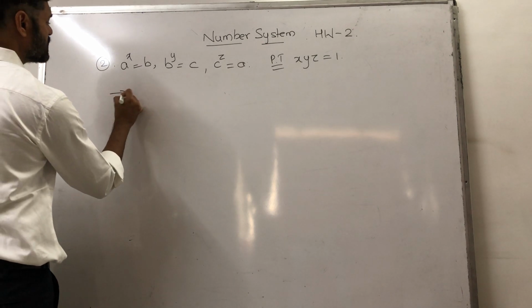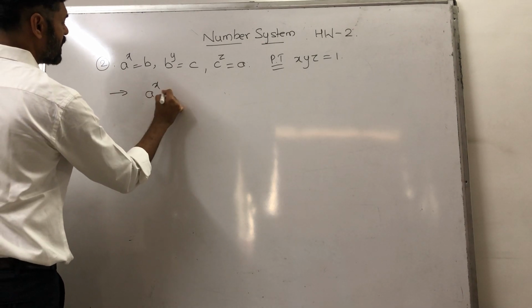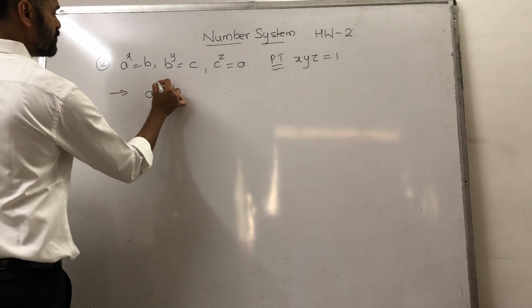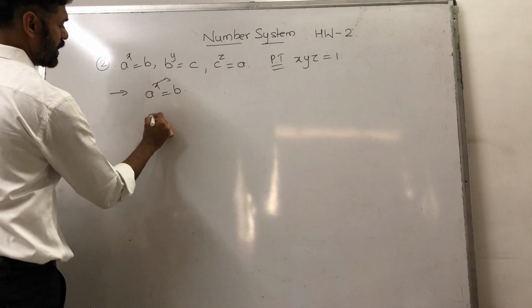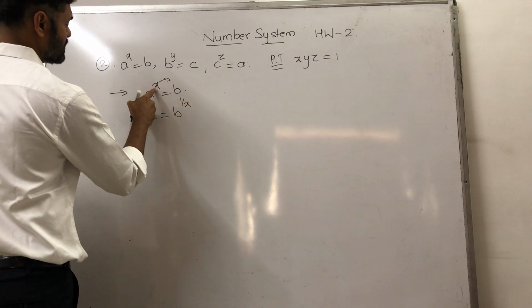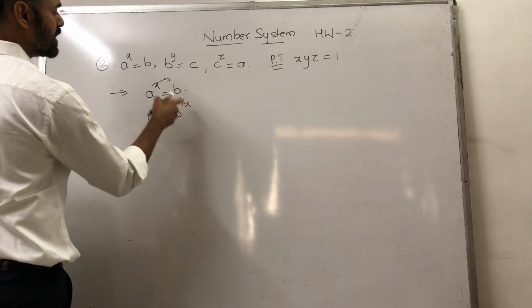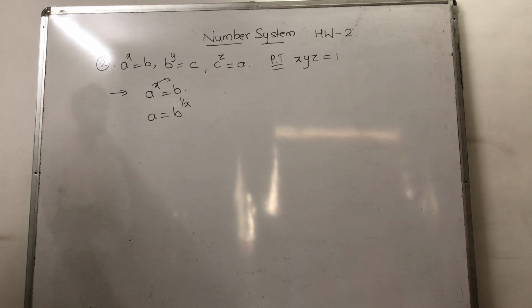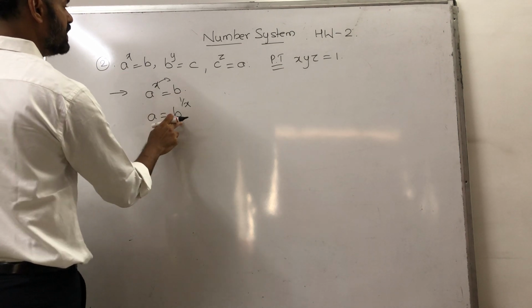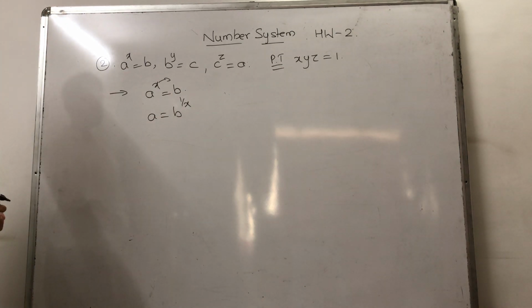How we'll proceed is, they have given that a raised to x is b. If this exponent x shifts to the other side, you will get a as b raised to 1 by x. That is, x in the power goes to the other side, it becomes 1 by x. So you have the value of a in terms of b.